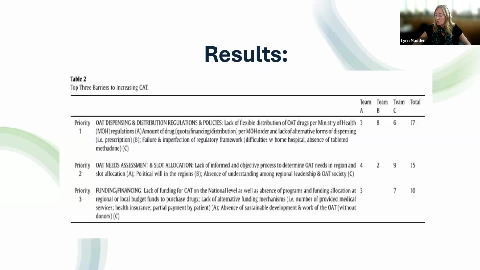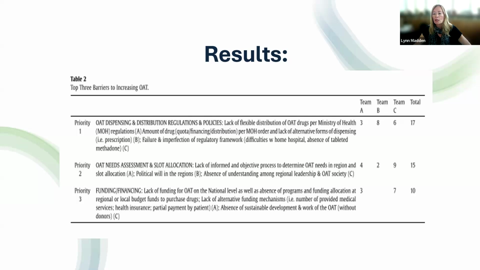This is the results table, right? You literally take everything, and ultimately you can create a table from it. Priority number 1 came out here to be opioid agonist therapy dispensing and distribution policies. We had 3 different teams doing nominal group technique. You can see team A's number of votes, team B's, and team C's. That got 17 votes when we added the teams together.